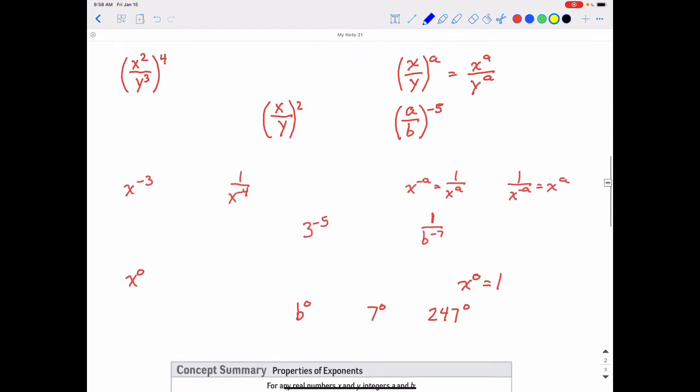This rule also works with fractions as well. So if you have x to the 2nd over y to the 3rd, everything is going to be affected by that 4th power. So we're going to multiply the exponents, so that would be x to the 8th over y to the 12th.